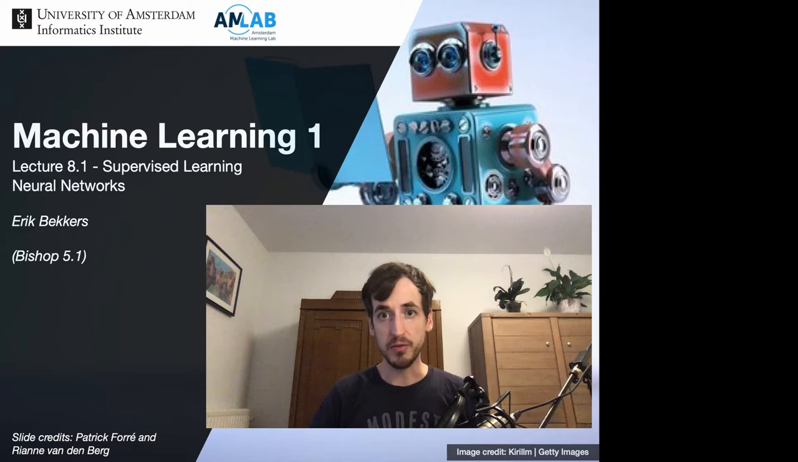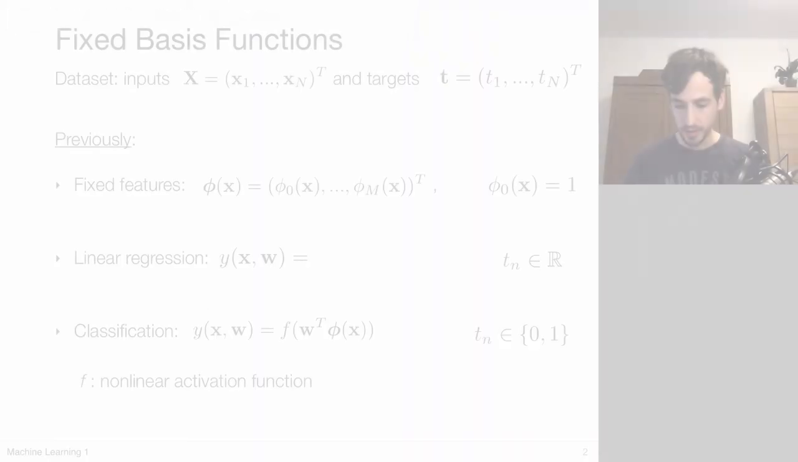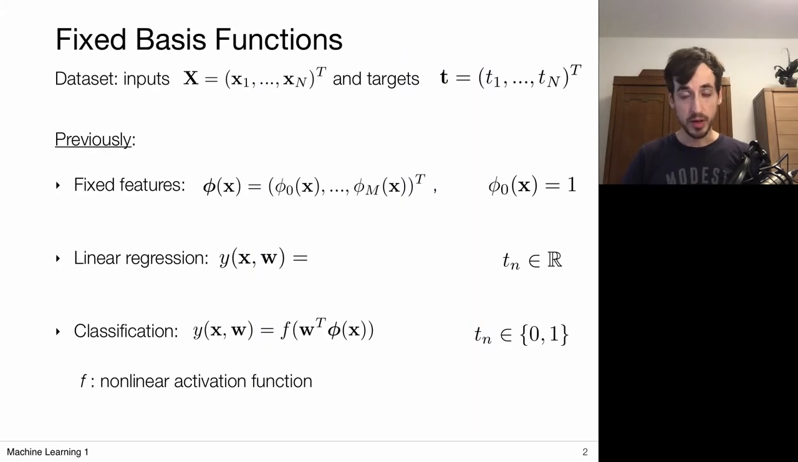Now, in this video, I'll first explain what neural networks are and how they relate to these basis functions. And then in the next video, we'll go over some examples in the context of function approximation. Now, let's start by recalling how we were dealing with basis functions so far. So the setting was always we are provided with some data set and targets, and then we want to solve some problem with it. And our data points were always considered to be vectors in some d-dimensional vector space.